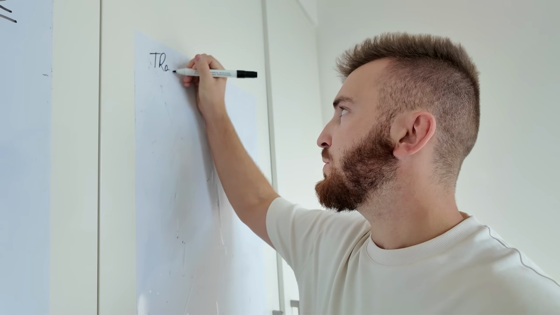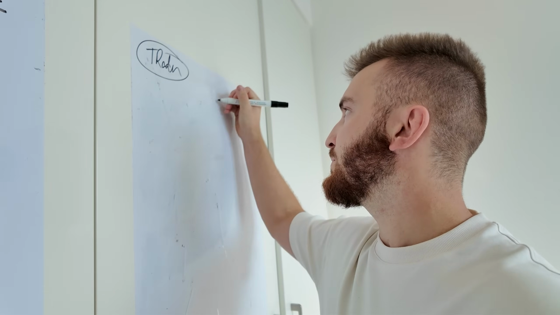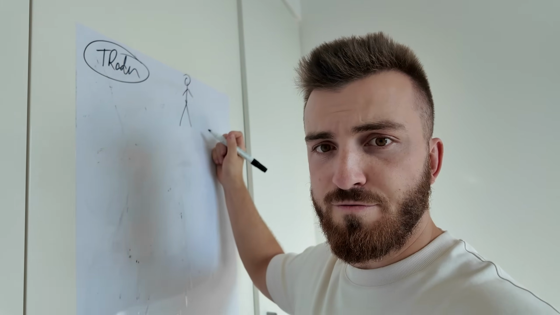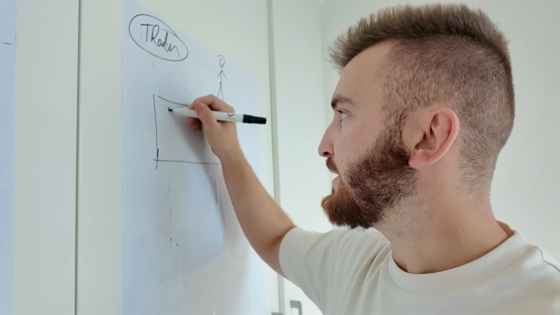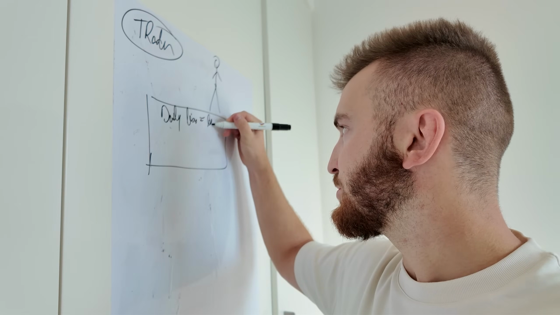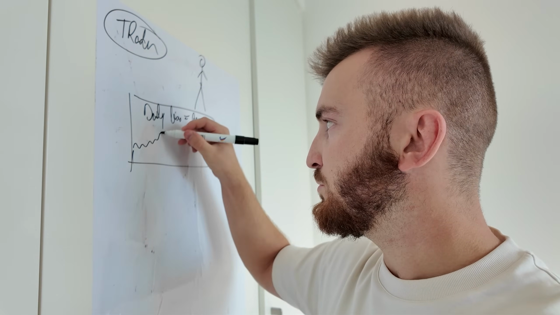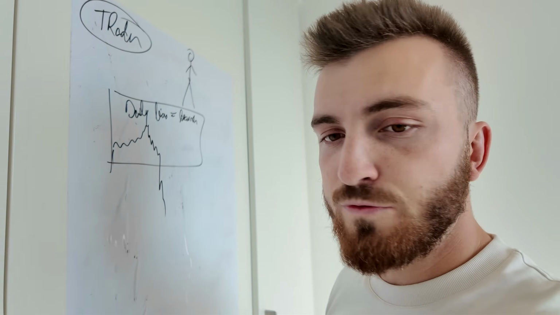So let's say that you are a trader. This is you, right? You have very big legs compared to your body, which is fine. Let's say that your daily bias is bearish, and so you expect the market to move to the upside and then start to move to the downside.